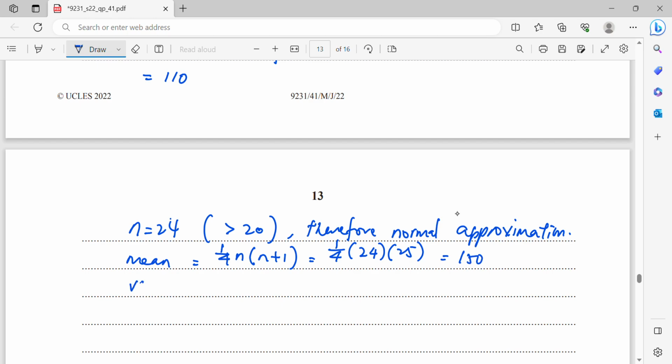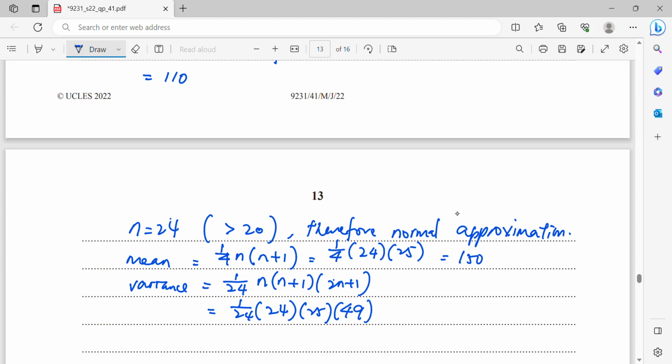Then for the variance, it is calculated using this formula: 1 over 24 times n, times n plus 1, and then times 2n plus 1. Here it is going to be 1 over 24, the n is 24, so n plus 1 becomes 25. 2n plus 1, so 2 times 24 is 48, 48 plus 1 is 49. And then you will get 1225.